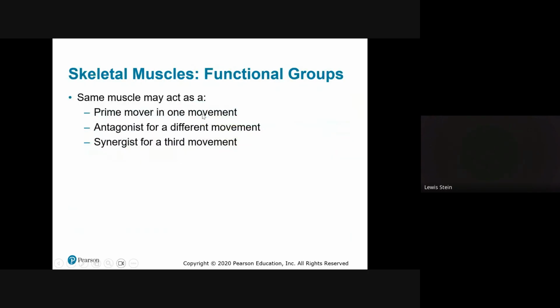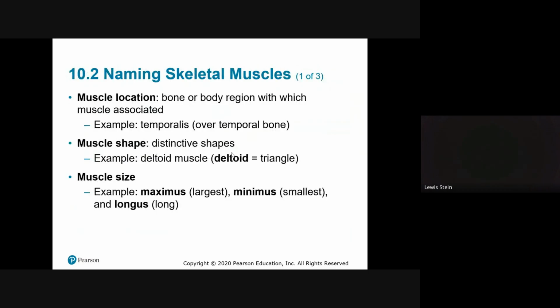And so all of these: prime mover in one, antagonist for a different one, synergist for a third. We look at these. So some muscles can do all of these simultaneously. So how do we name them? Where they're located: pectoralis in the pectoral area, the chest area. Temporalis by the temporal bone, frontalis by the frontal bone. Okay. Any of those types of things.